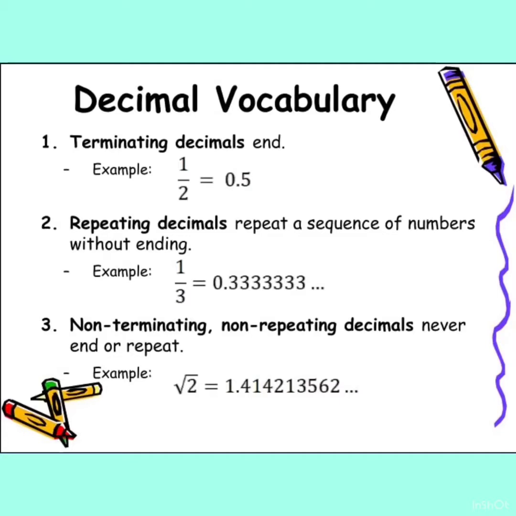We have examples. You can see the example for terminating decimal is 1 by 2. Example for repeating decimal is 1 by 3. And example for non-terminating, non-repeating decimal is square root 2. I hope you understand it well.